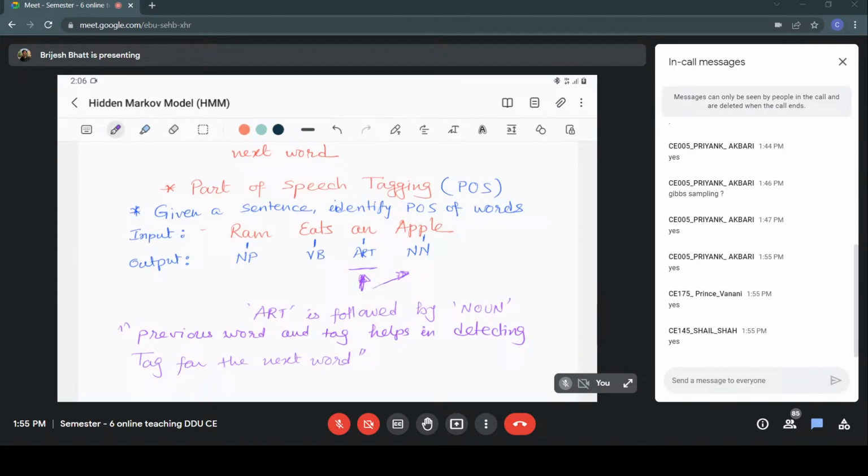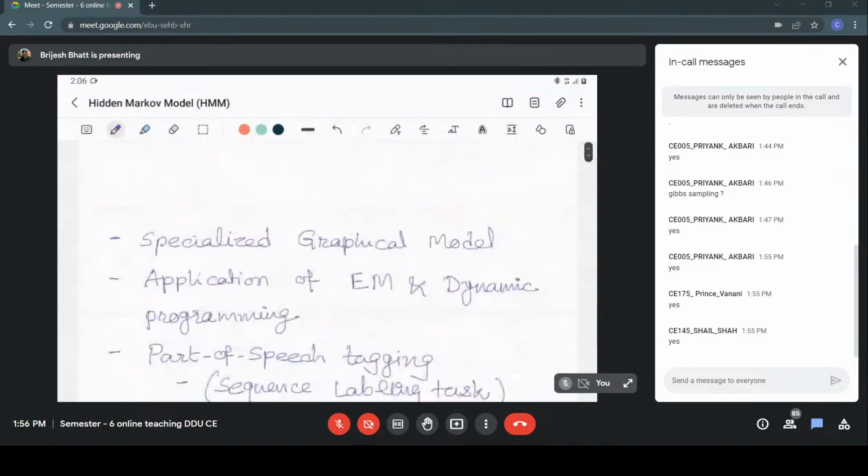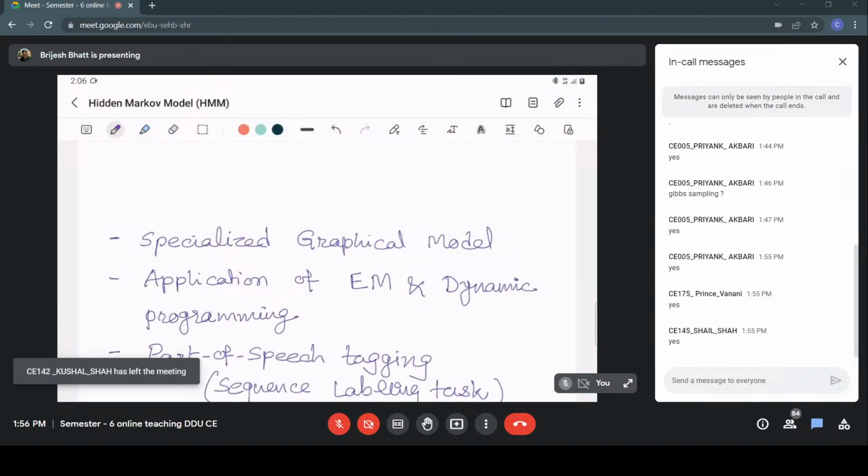So remember this, that was the first part of our story, where we introduced the sequence labeling problem and an example as part of speech tagging. Let's come to the next part of the story. So we are going to talk about a specialized graphical model called hidden Markov model.